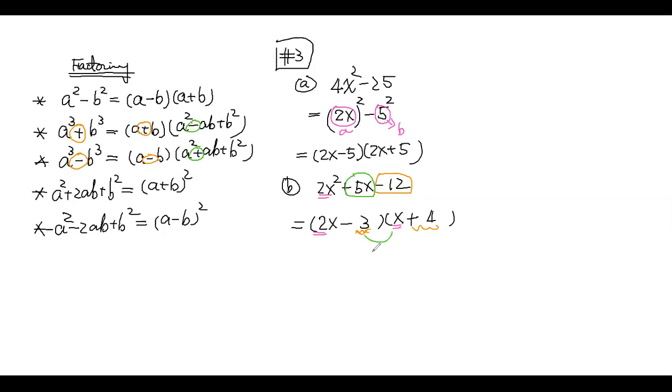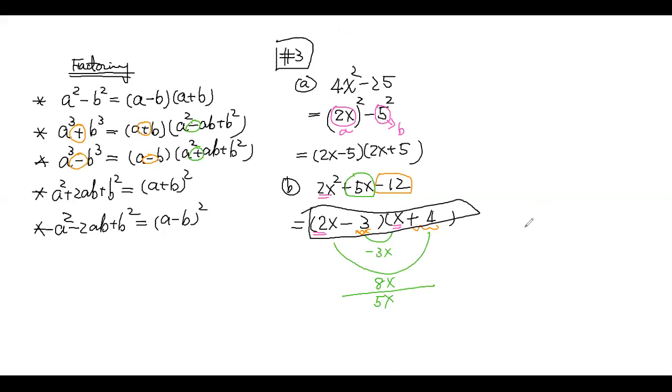So let's see the middle one. This one here is what? It's negative 3x. And this one here is what? Positive 8x. So when you add them here, 5x. Does it work? Yes, it works. All right, so this will be our final answer. It's 2x minus 3 and x plus 4. All right, so far so good.